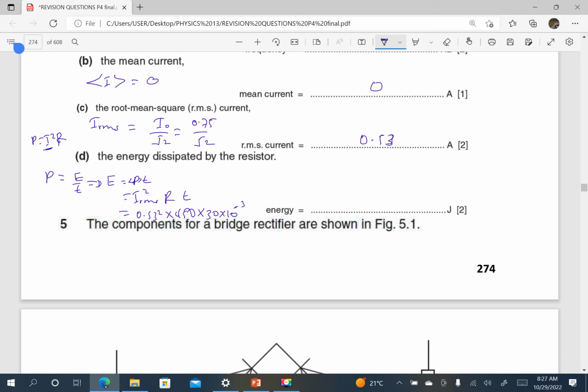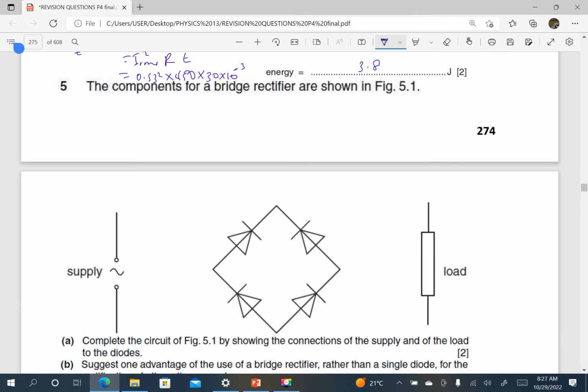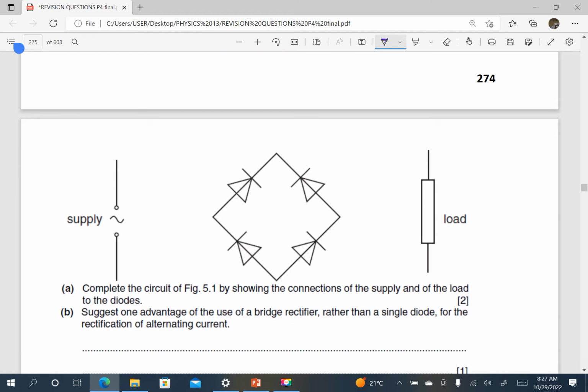So from my calculator, this is 3.8 joules. Okay. The components of a bridge rectifier are shown in the figure below. As we can see, complete the circuit of the figure by showing the connections of the supply and of the load to the diodes. So we want there to be an output which is full wave rectified from this side.